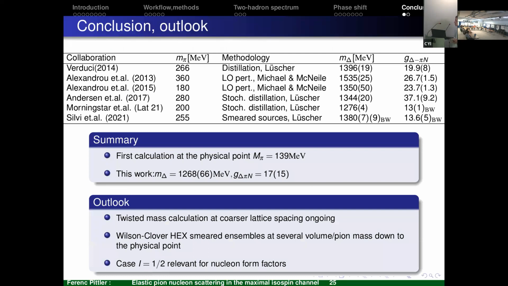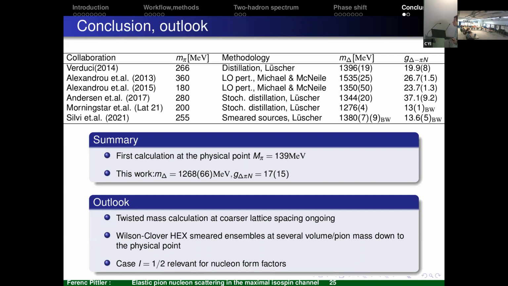Just to conclude, there is a lot of effort going on in order to calculate the properties of the delta resonance mentioned here in this table. And in our case, we are basically the first to calculate it at the physical point exactly. This is the result which I showed you. And just an outlook: we are now using ensembles with a coarser lattice spacing and smaller volume to get some confidence on the width as well. And we also use other kinds of discretizations.